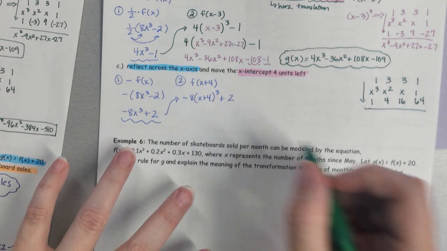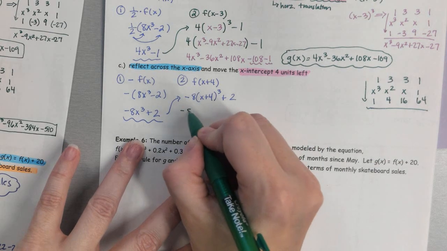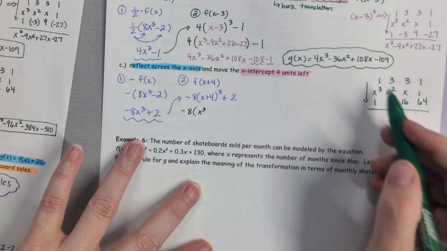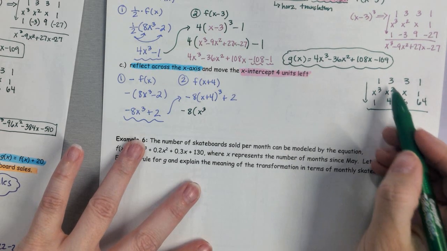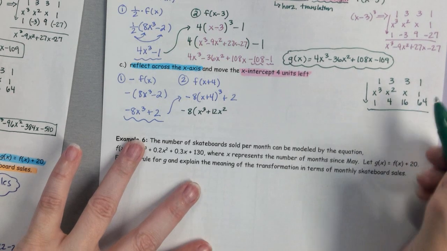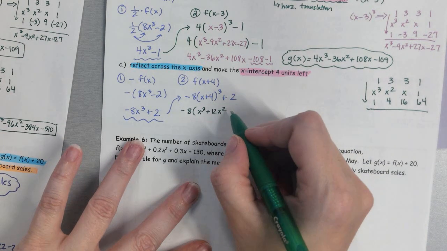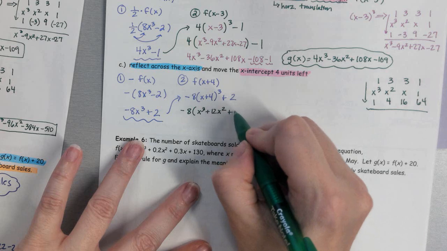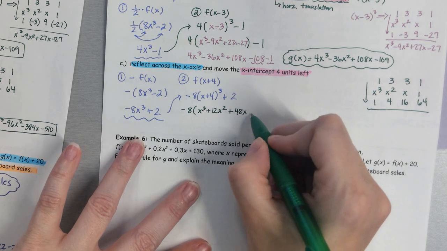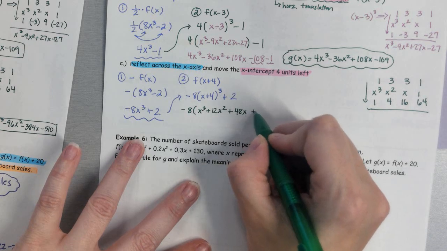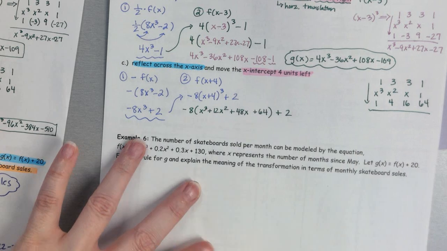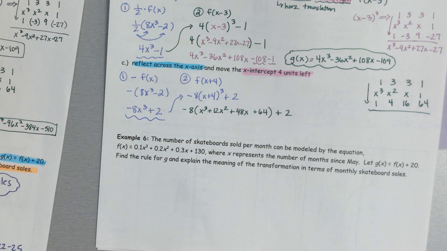Okay, and then, like I said, to save time, I will plug in my answer here. So 1 times x cubed times 1, 3 times 4 is 12, so 12x squared. 3 times 16 is going to be 48, so 48x, and then 64. And then I still have my plus 2.